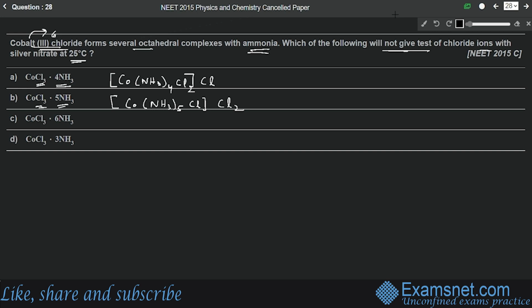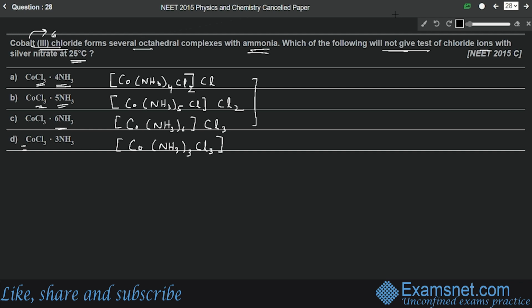Then in the third one, we have 6 ammonia. So all the 6 molecules here will be ammonia, and then all the 3 chlorines will be outside the coordination sphere. Ammonia will not be present outside the coordination sphere. In the last one, we have cobalt, then NH3 3, and 3 chlorines. So 6. No chlorine is present outside the coordination sphere.